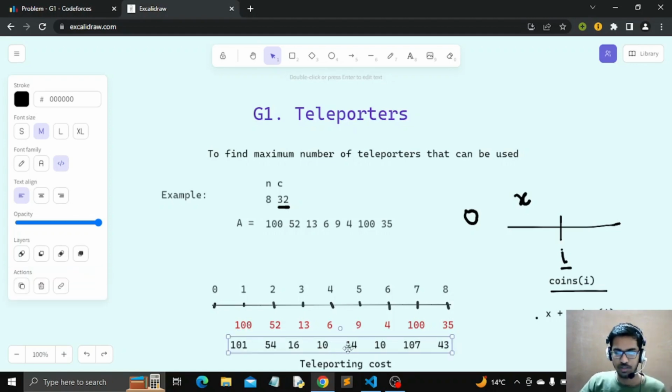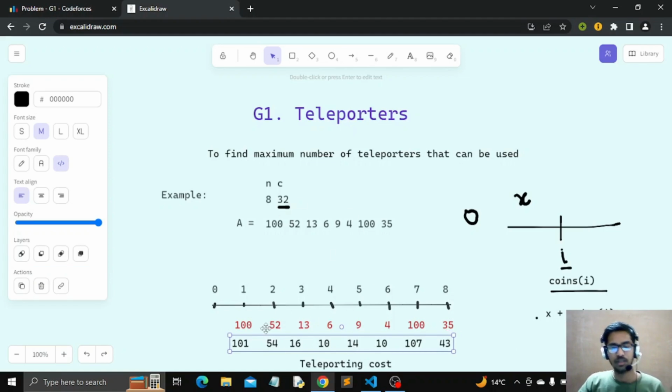and we will sort this, and after sorting, given the total coins we have, we can easily figure out the maximum number of teleporters which we can use. So this is the simple approach to solve this problem. Now let us move to the code.